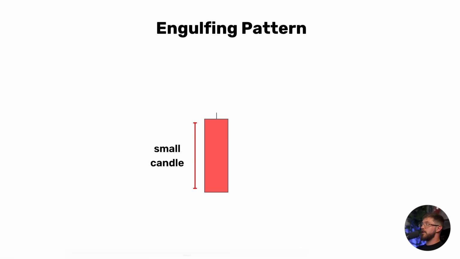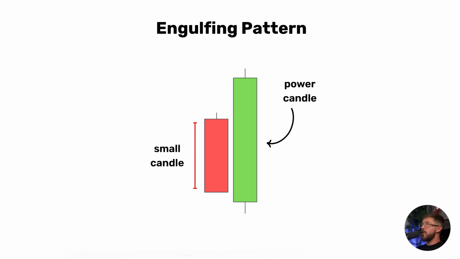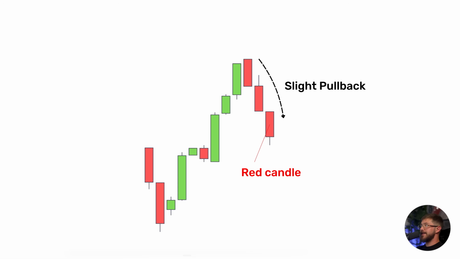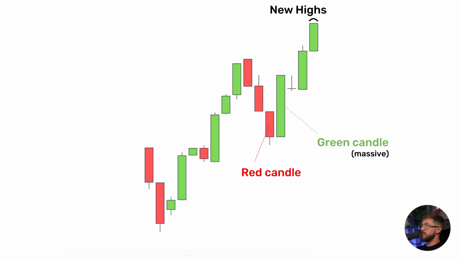An engulfing pattern is just a small candle followed by a large power candle that completely swallows it. But what story is it telling you? Imagine the market has been in a strong uptrend for days, making higher highs consistently, and then it pulls back slightly with a small red candle. Nothing dramatic, just a minor pullback that has sellers getting excited. The next day, a massive green candle forms that completely engulfs that red candle and pushes to new highs.